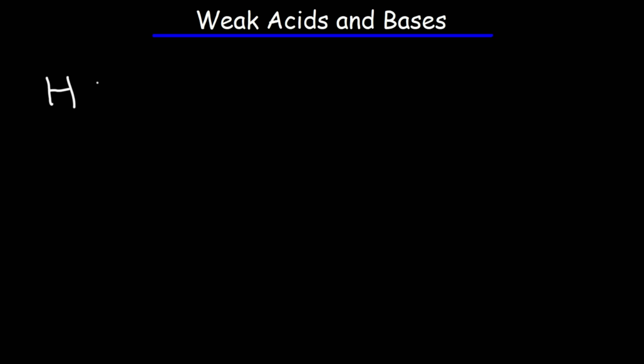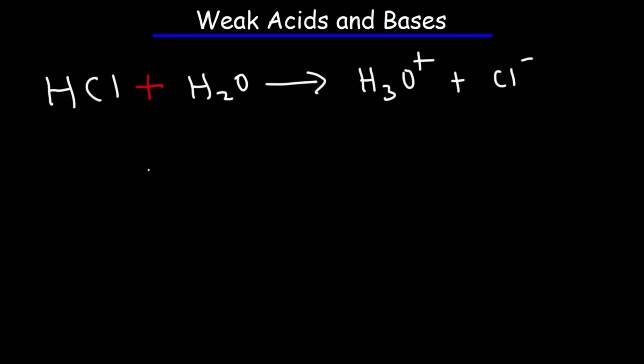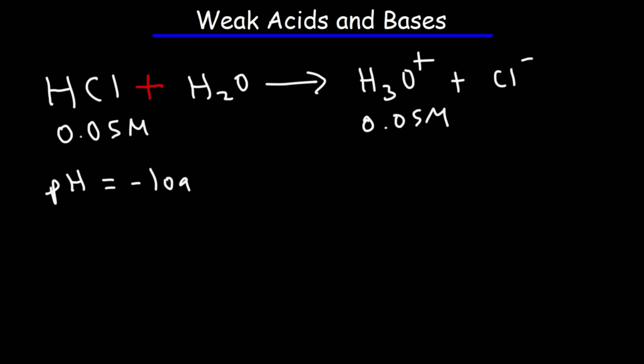Now, if you recall, when a strong acid like hydrochloric acid reacts with water, because it's a strong acid, it will dissociate completely. So we could use a single arrow to represent this reaction. So if the initial concentration of HCl, let's say it's 0.05, as it dissociates completely, the hydronium ion concentration will be the same. So you can just calculate the pH of the solution using this formula. The pH is equal to negative log of H3O+.